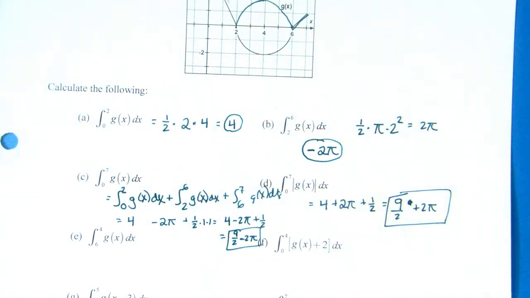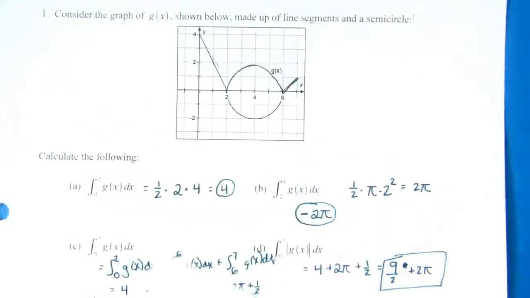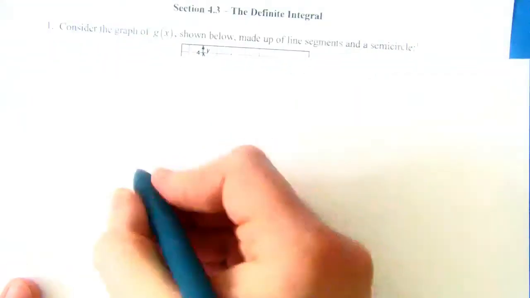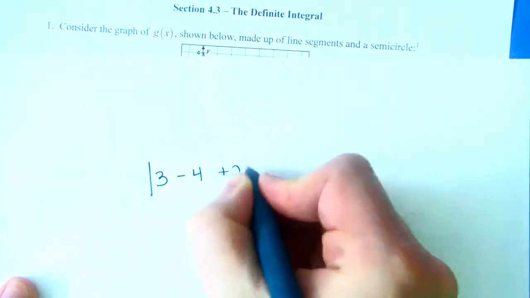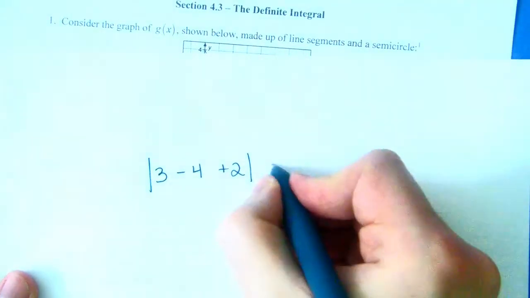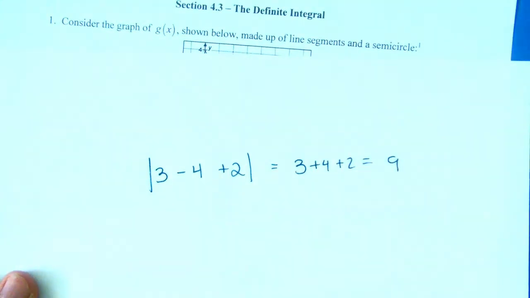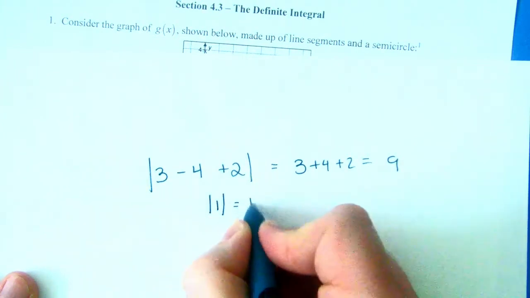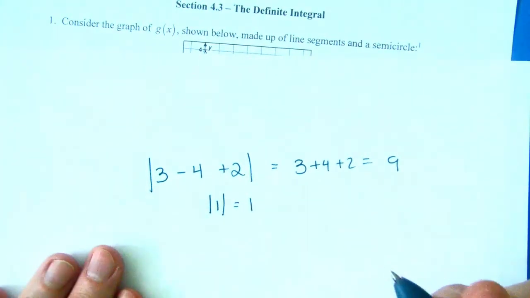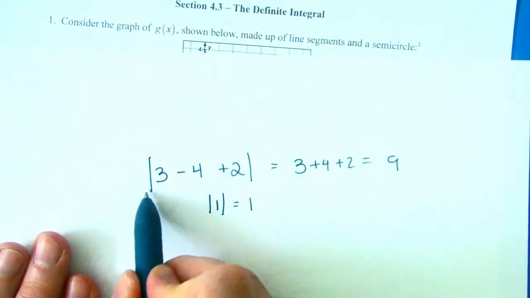One quick little comment that I want to make about this with absolute value bars. You are not allowed to say something like this. If we have something like absolute value of 3 minus 4 plus 2, you can't just say that's 3 plus 4 plus 2 or 9, because it's not. This is really negative 1 plus 2. This is really the absolute value of 1, which is just going to be 1.